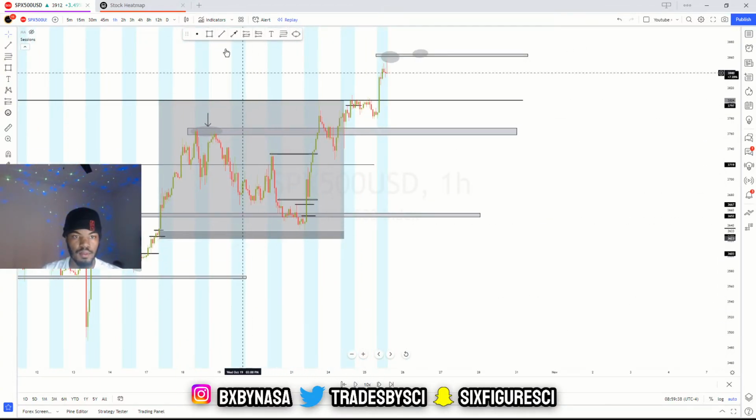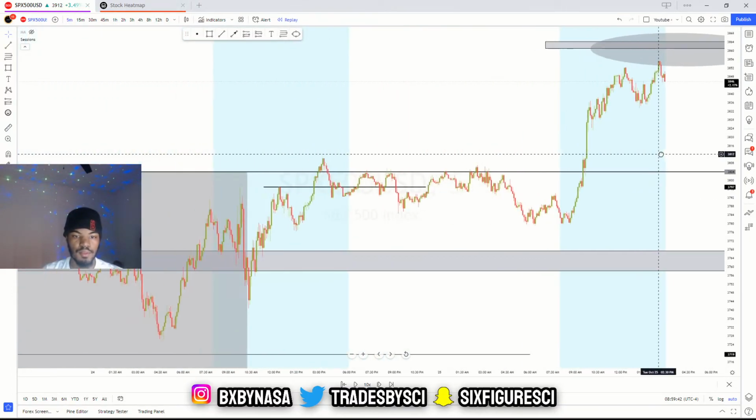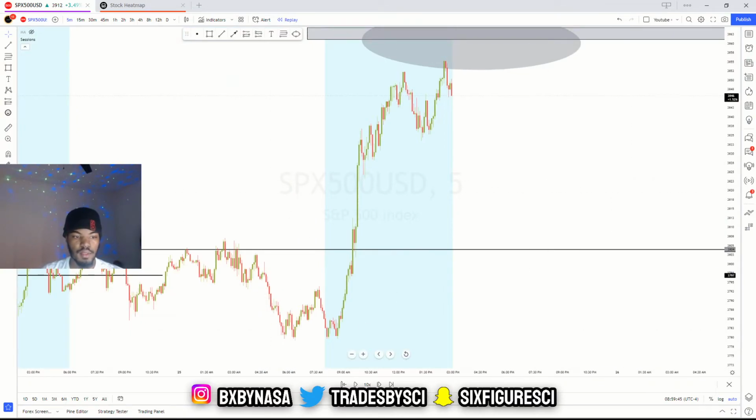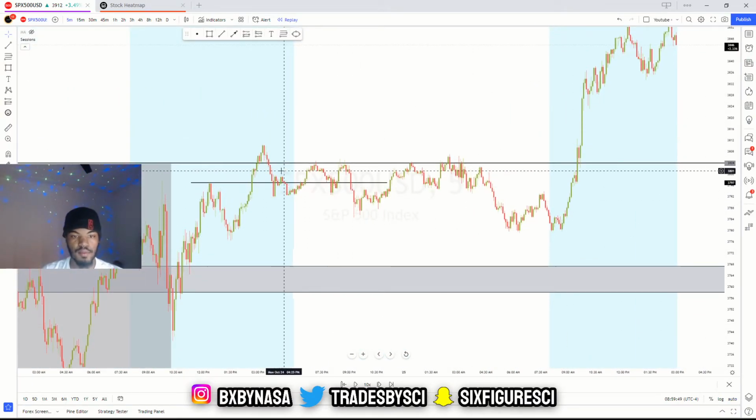All right, so price. Yeah, the thing is a little bit too fast sometimes. All right, so price ends up using this area as a resistance area, not breaking out, and due to the fact that it's out of session, whenever it's out of session, there's not enough volume to break zones.